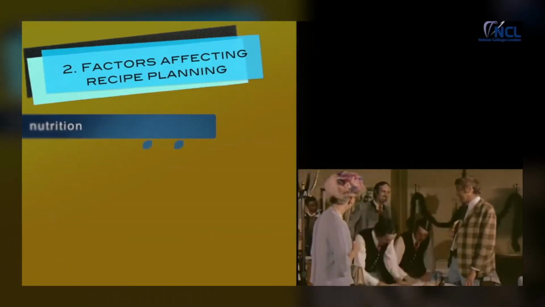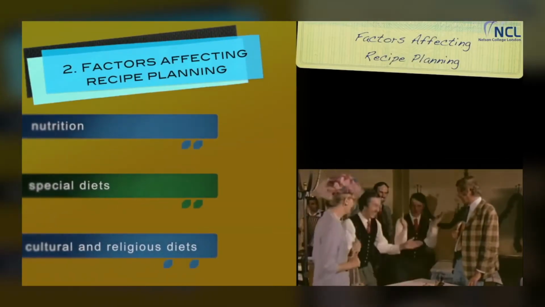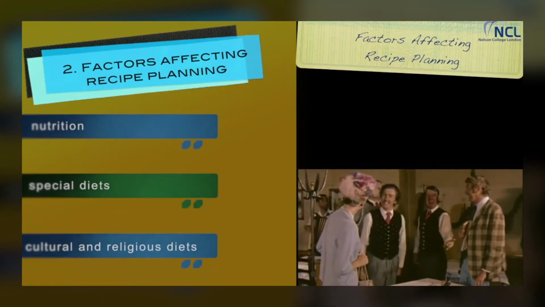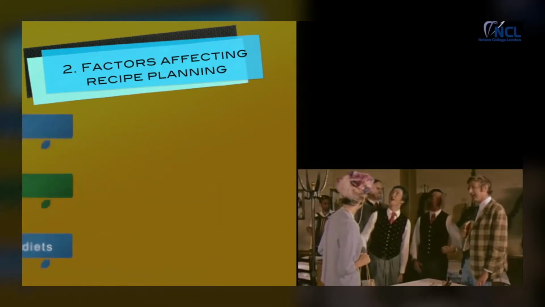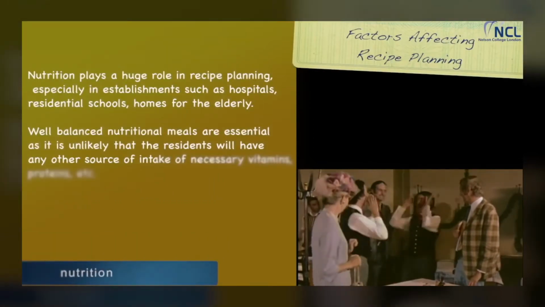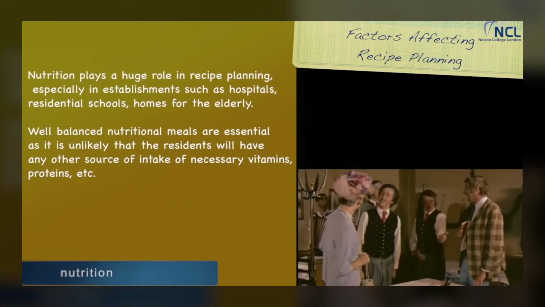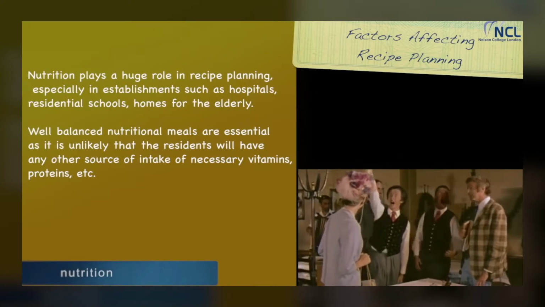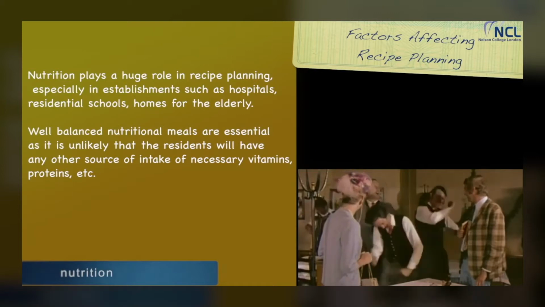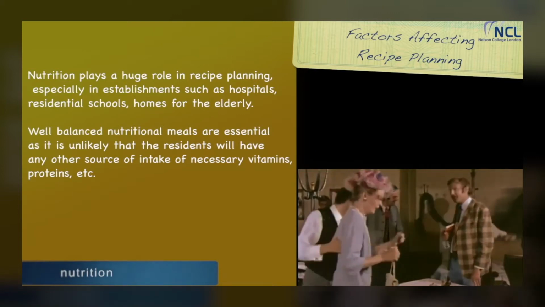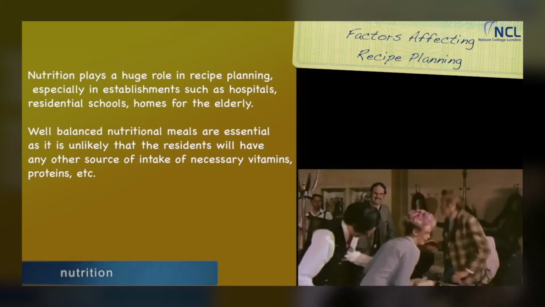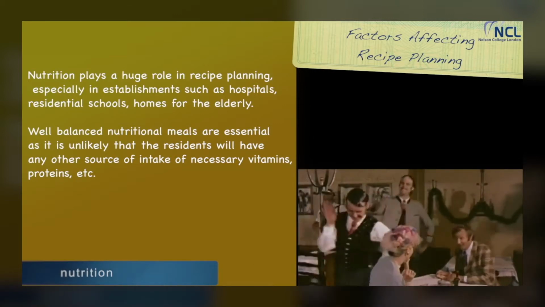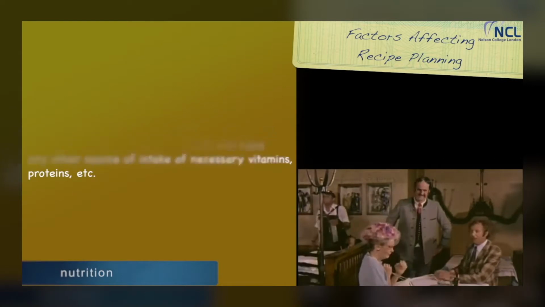In part 2 of this video, we will talk about factors affecting recipe planning, which are nutrition, special diets, cultural and religious diets. Let's talk about nutrition. Nutrition plays a huge role in recipe planning, especially in establishments such as hospitals, residential schools and homes for the elderly. Well-balanced nutritional meals are essential, as it is unlikely that the residents will have any other source of intake of necessary vitamins and proteins.